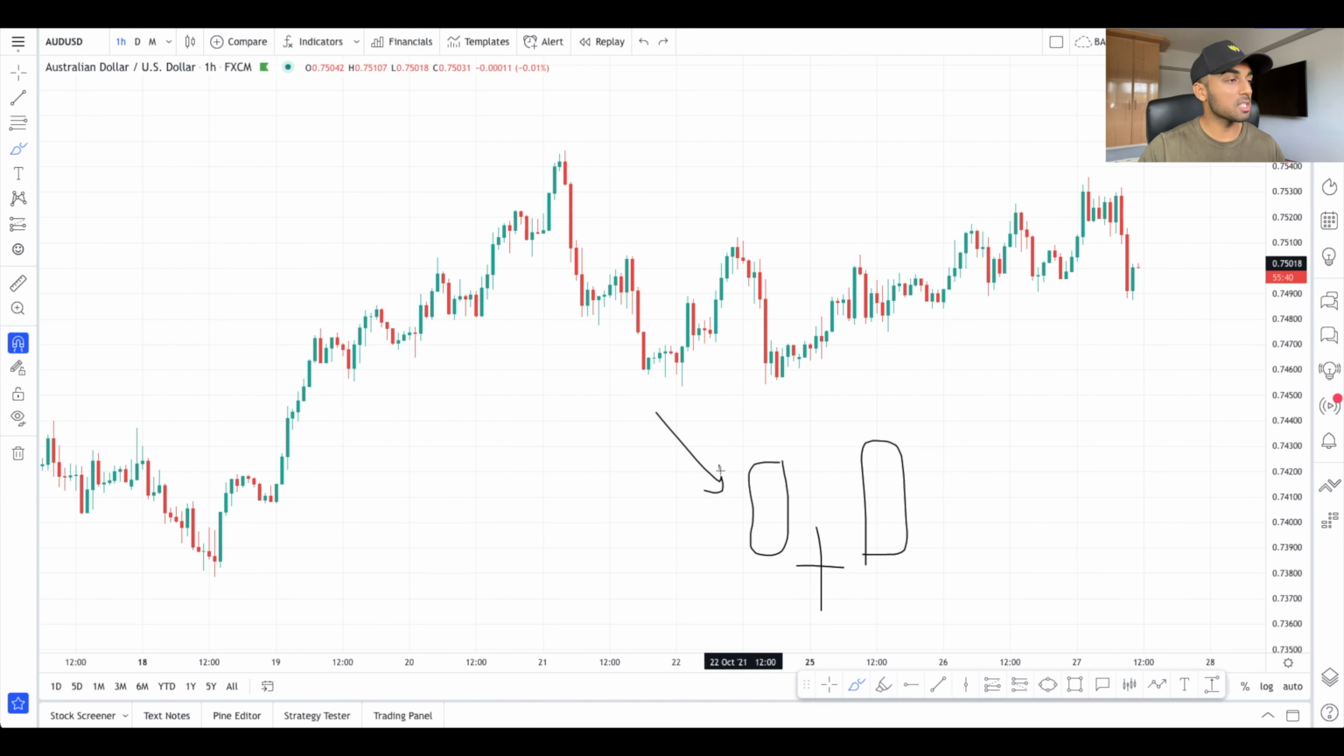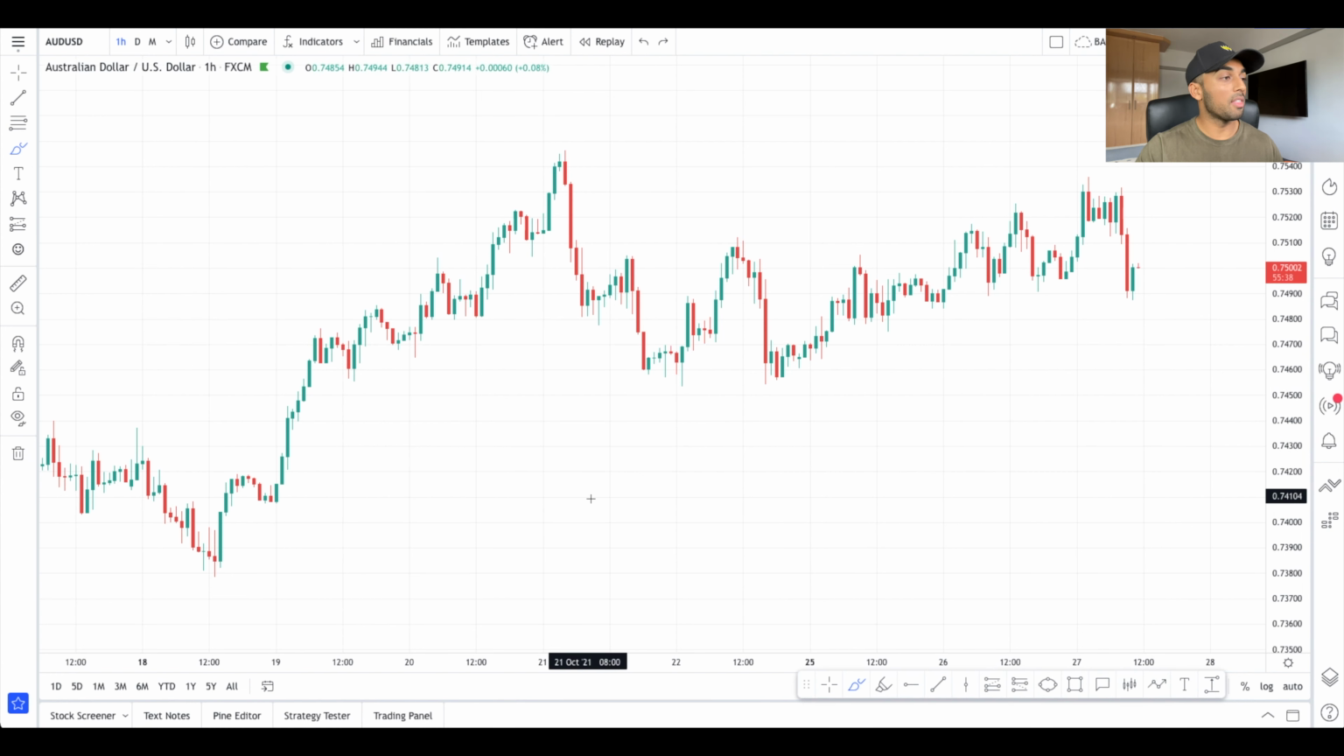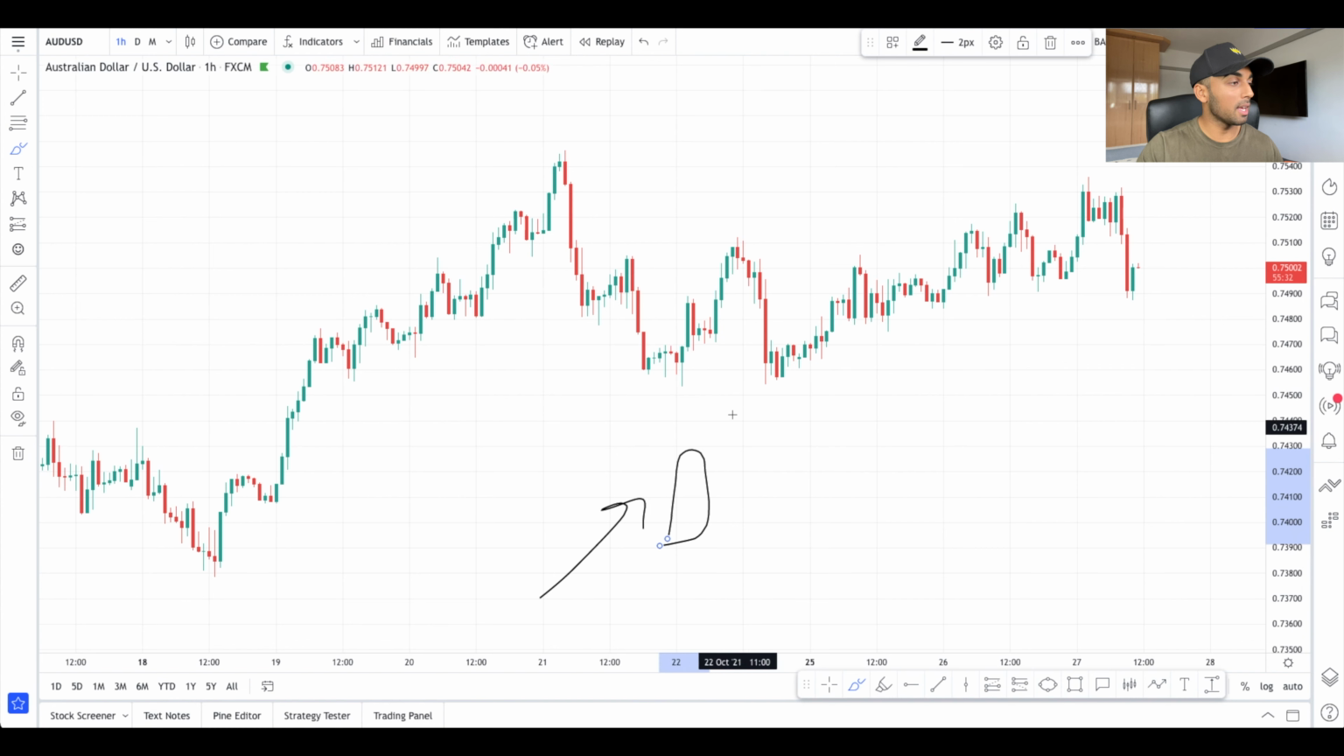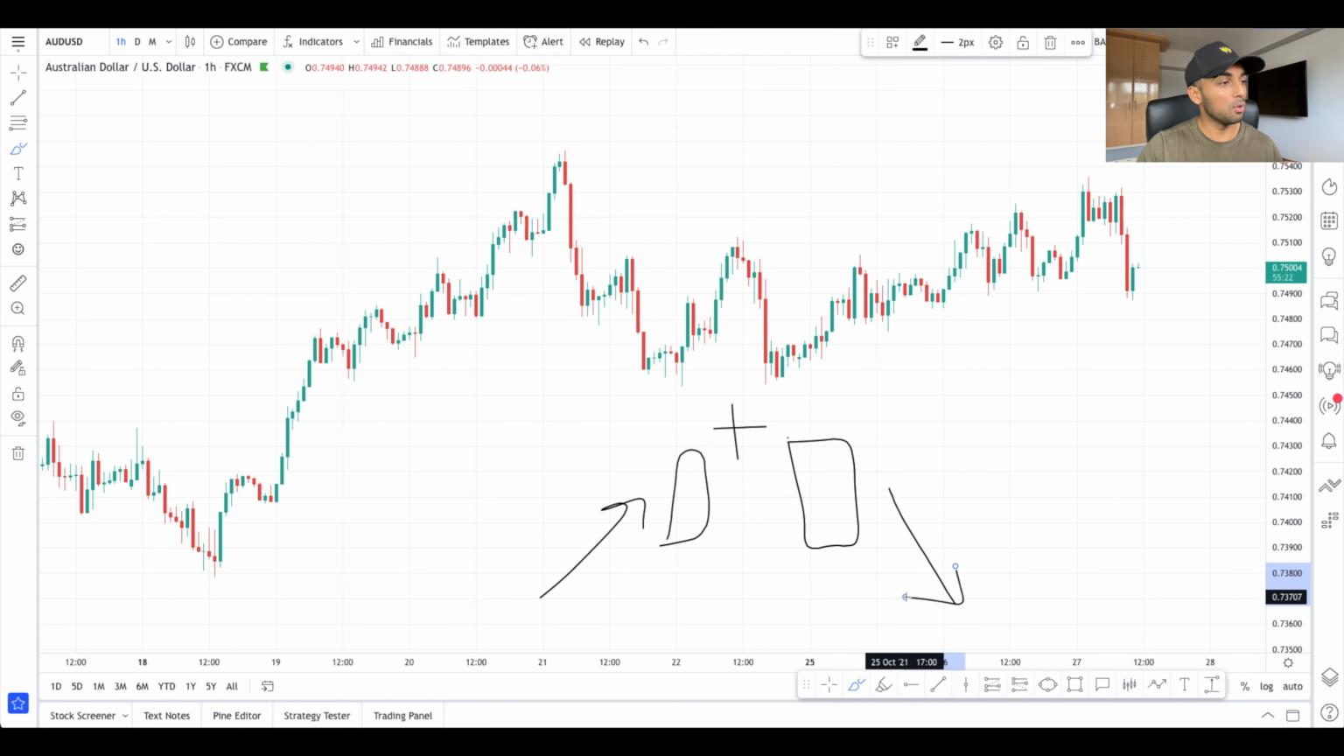Now, vice versa, we have something called the evening star. The evening star is typically seen at the top of an up move. So we'll have some sort of bullish candle here, we'll have an indecision candle here, maybe sometimes some sort of spinning top or a doji, and then we also have a bearish candle after that, suggesting that we are likely to move down, okay?